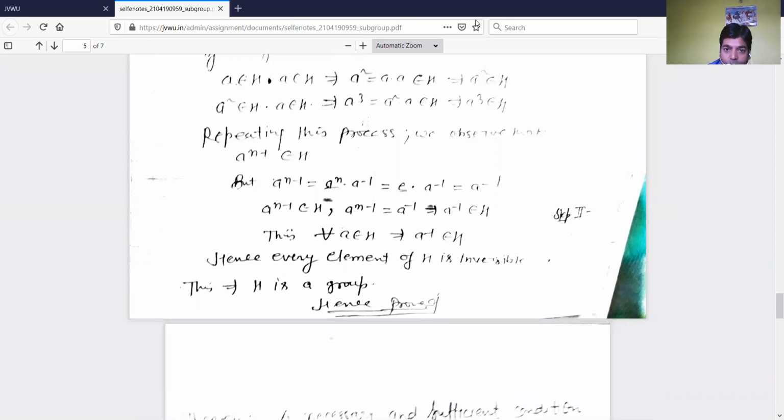Now, what type of questions will be asked from this topic? Subgroup: what is the definition of subgroup and what is the one-step test? Or directly it is given in the form of: prove that the given subset H is a subgroup if A belongs to H and B belongs to H, that is, AB belongs to H.